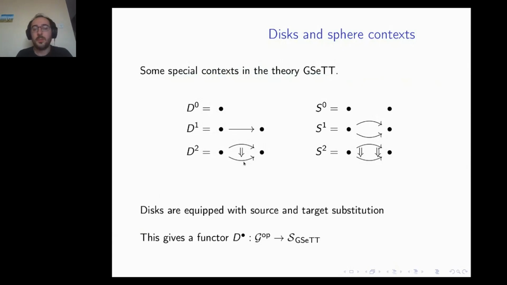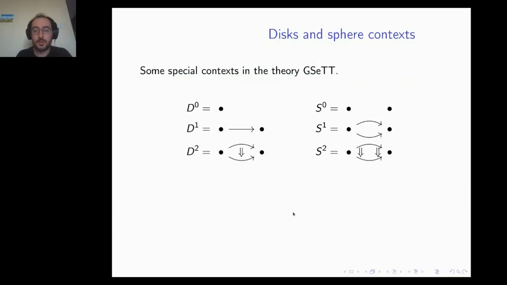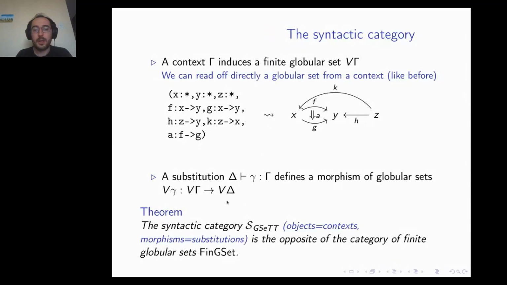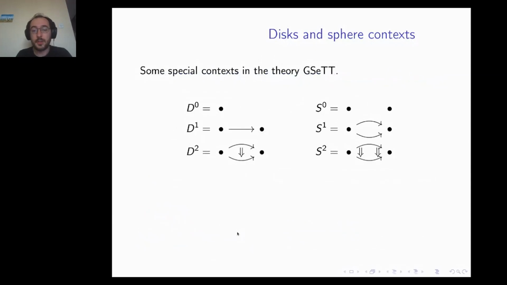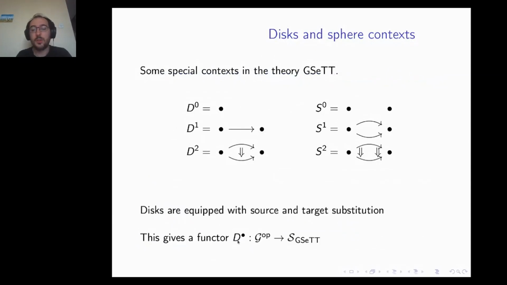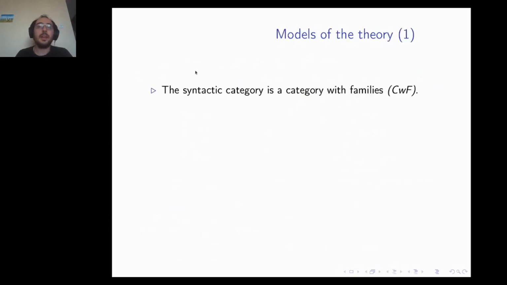So these provide a functor from the opposite of G to the syntactic category of GSETT. And in fact, this functor, with the equivalence of categories that was here before, sorry. So here I had a V, which is a functor from the syntactic category to the opposite of the finite globular sets, which is an equivalence of categories. And through this equivalence of categories, this functor is just the Yoneda embedding up to an opposite somewhere. So this functor is really useful to study what are called the models of the theory.